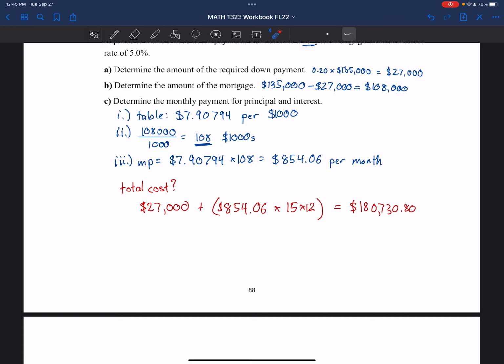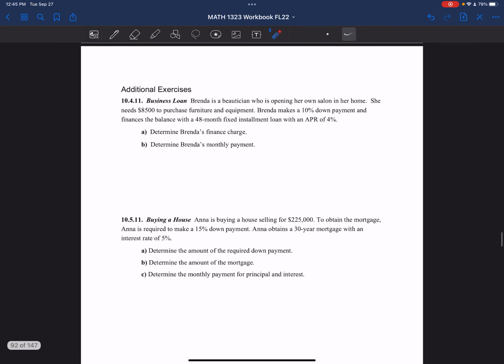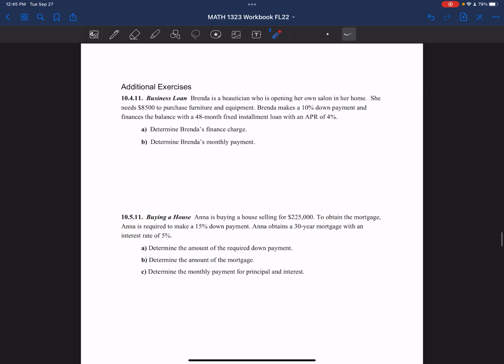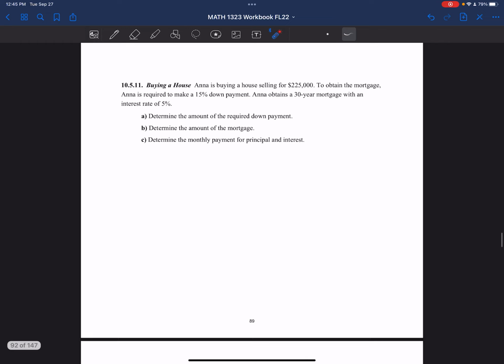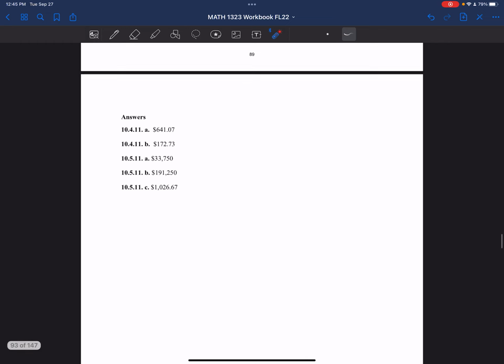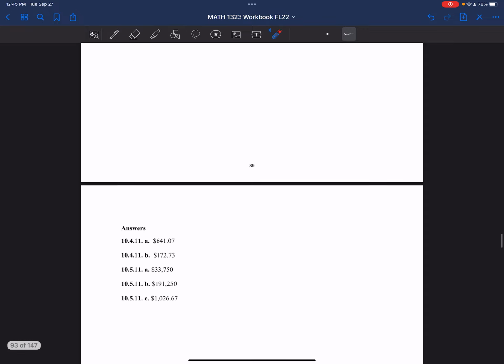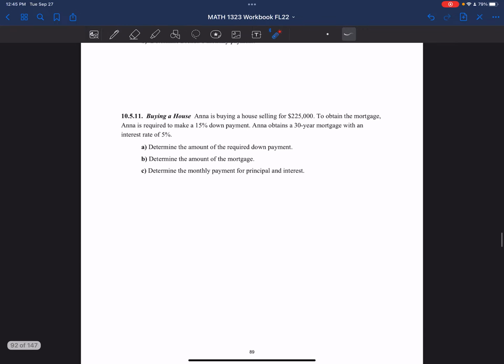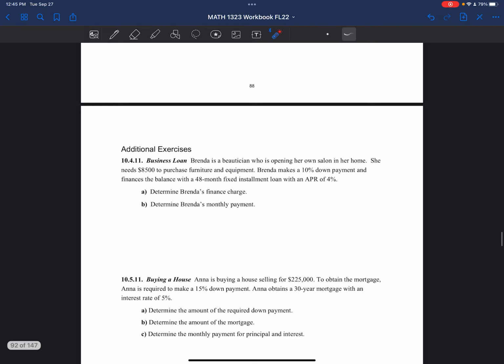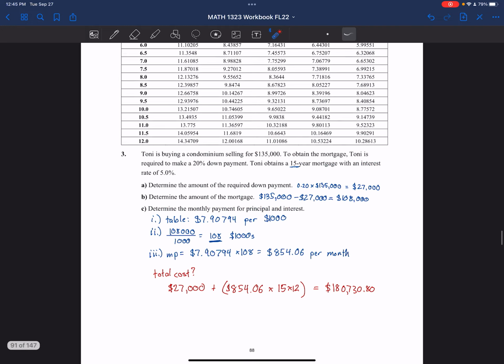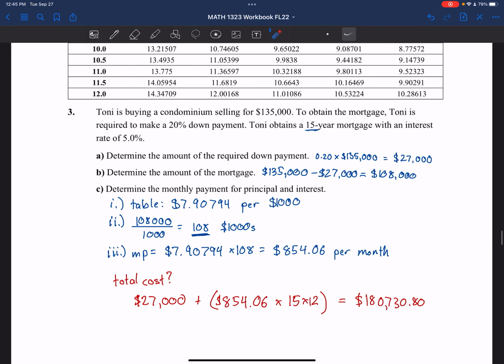So I'd encourage you to go ahead and do this second one right here. It is very similar with some different values to make sure you know the table. The answers are right there at the end, but that will consume our, no pun intended, chapter 10. So hopefully you have learned a little bit more about consumer mathematics. If you have questions, reach out, but good luck.